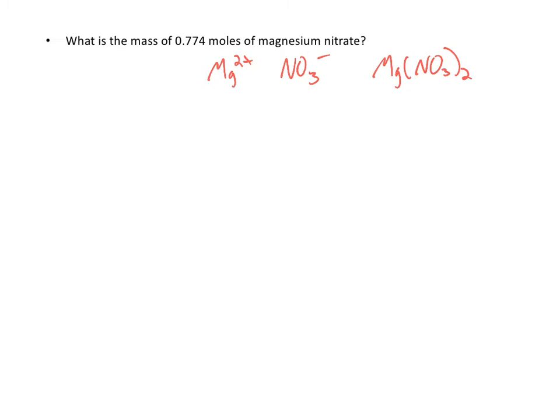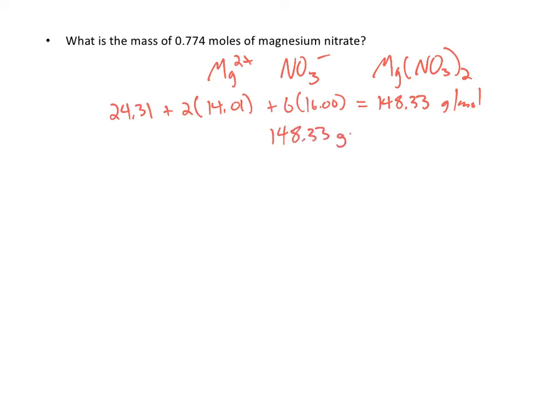So now we can determine the molar mass. So magnesium is 24.31 grams per mole. I have 2 nitrogens, and I have 6 oxygens. And so when I add all that up, I get 148.33 grams per mole. Of course, I like to rewrite that. I like to say that 148.33 grams is equal to 1 mole. So I can write it like my other conversion factors.